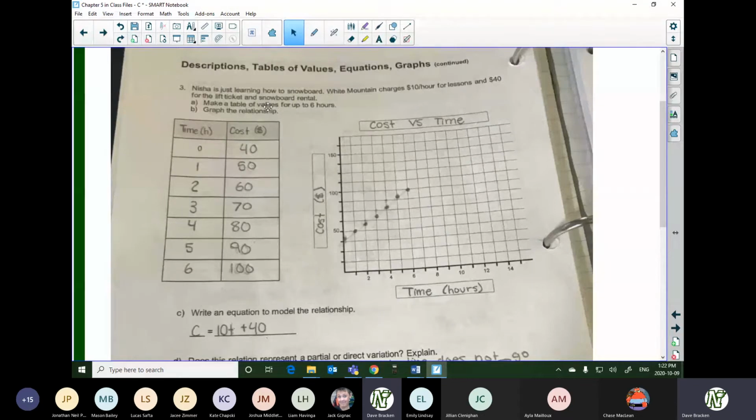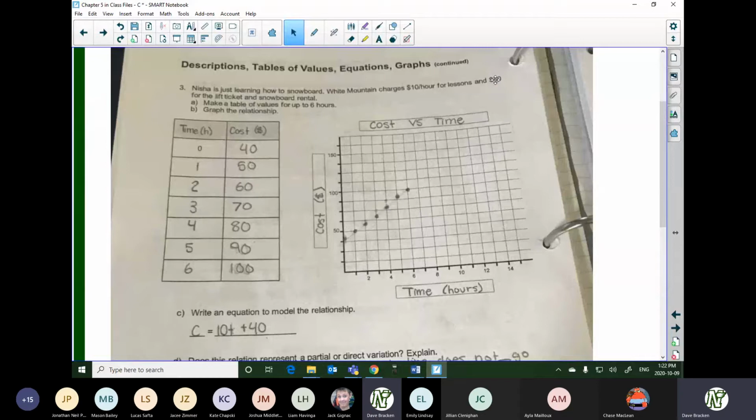So Nisha is learning to snowboard. White Mountain charges $10 an hour for lessons and $40 for the lift ticket. This makes sense to me. If anybody's ever been skiing, before you can take a lesson from somebody at the ski resort, you've got to buy your ticket to get into the ski resort. You've got to buy your lift ticket. Then you can start taking lessons inside. So this makes sense. Make a table of values for up to 6 hours.